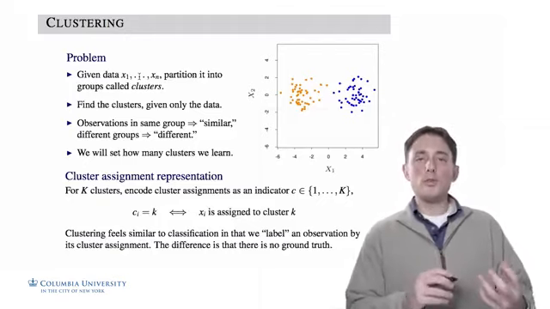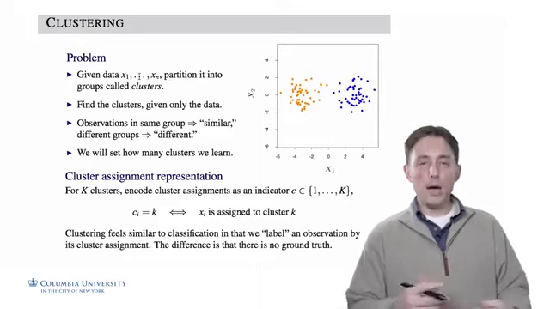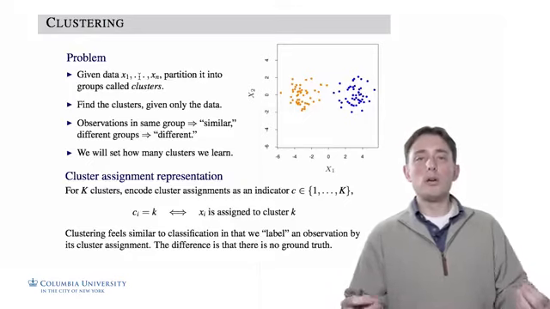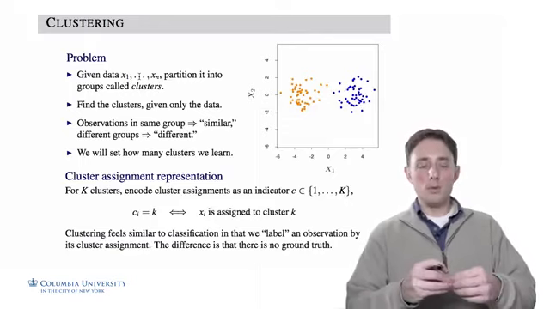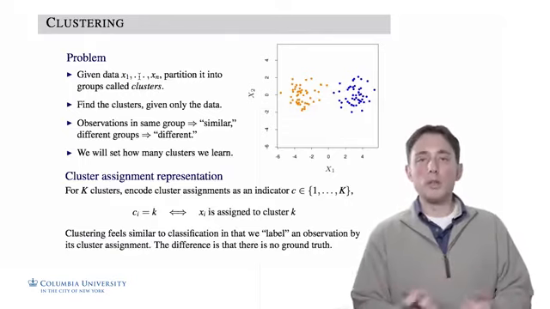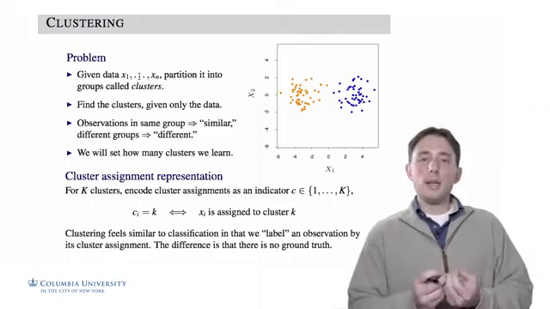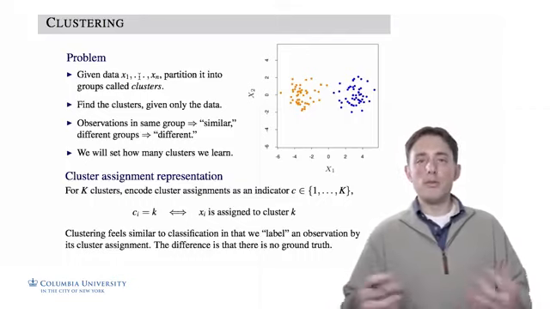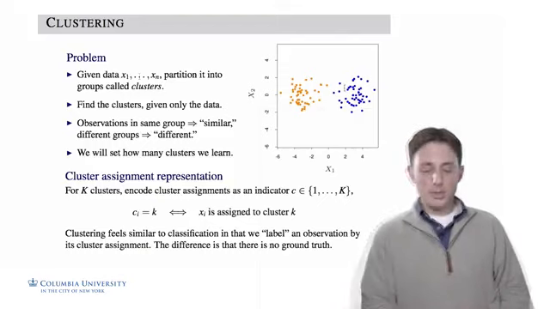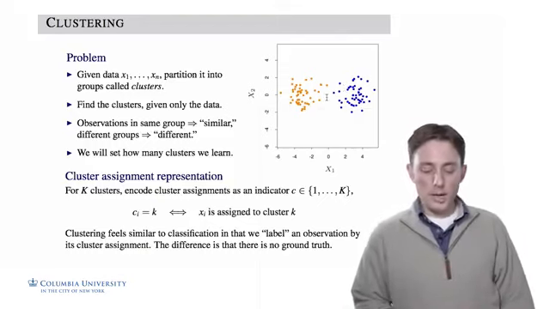And we want to learn clusters such that observations or data points that are in the same cluster are considered similar. So for example, they're all close to each other. And data in different clusters or in different groups are considered different. They're somehow far apart. So for example, here's an image on the right.